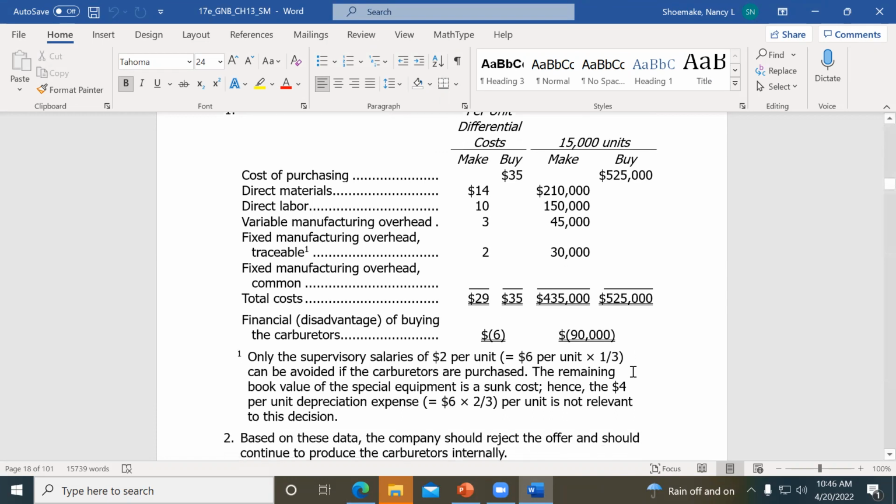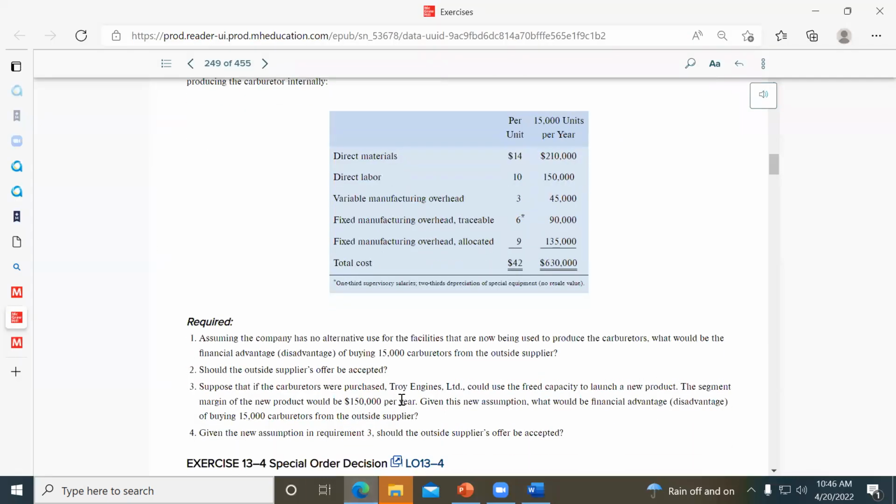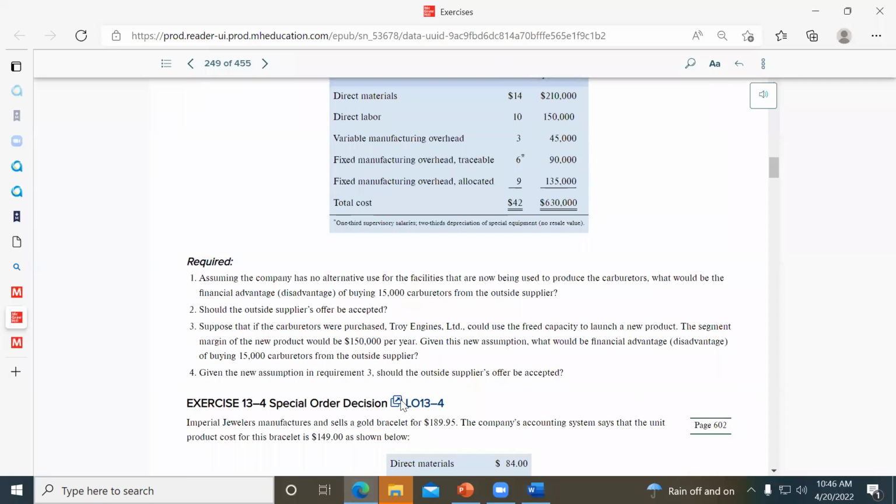The supervisory salary of $2 per unit can be avoided if we purchase the carburetors. The remaining book value of the equipment is sunk. It already occurred. So the depreciation would not be an issue in this matter. Okay. Should the outside supplier's offer be accepted? No.